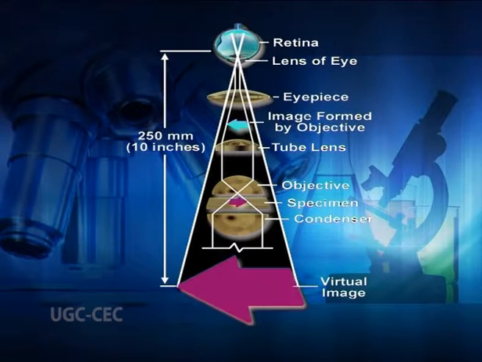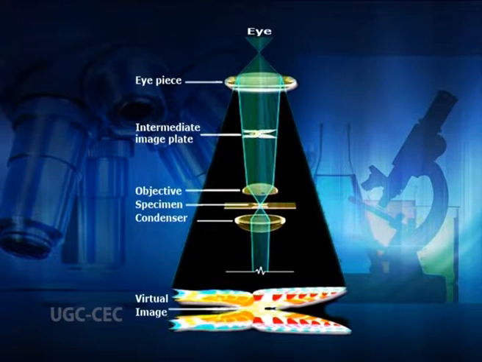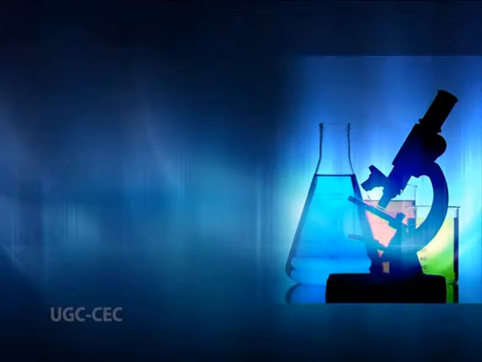This image is formed below the plane of the slide. The total magnification of the microscope is the product of the magnifying powers of the objective and eyepiece. For example, if the magnifying power of the eyepiece is 10 times and that of the objective is 100 times, then the total magnification of the compound light microscope is 10 x 100, which gives 1000-fold magnification.